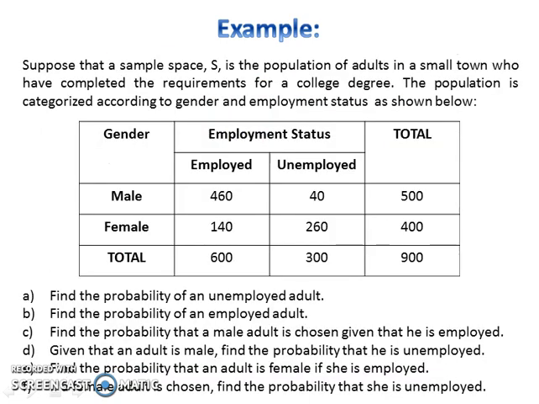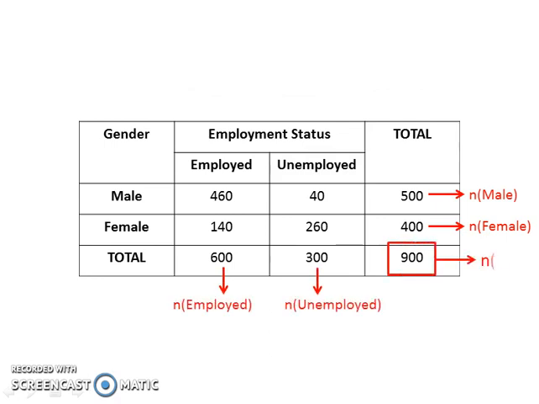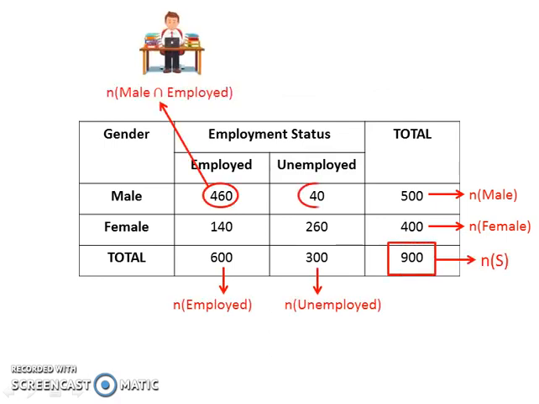Now consider this example. In this example, because we are given the information on number of people, it is wise to first label all the information that we have like this, so it will be easy for us to find all the probabilities.